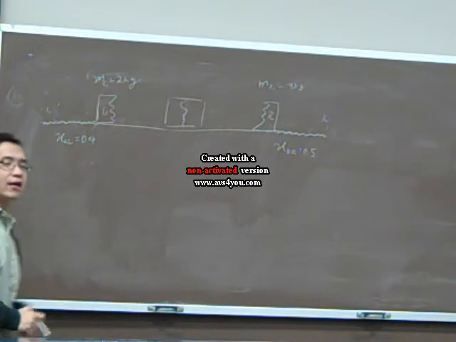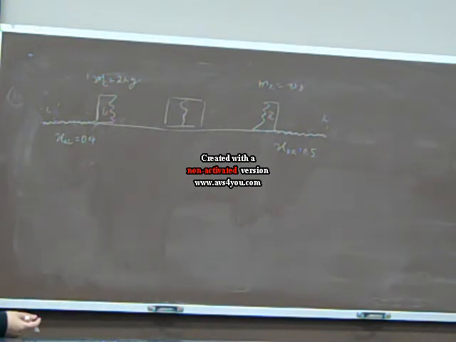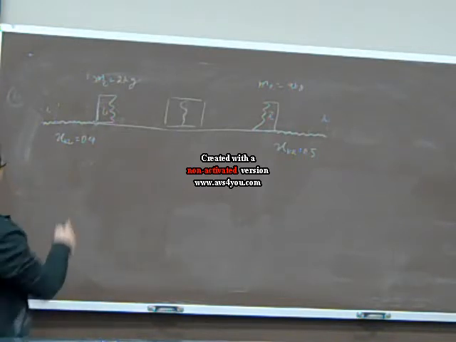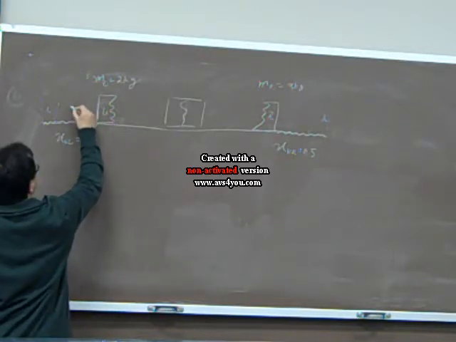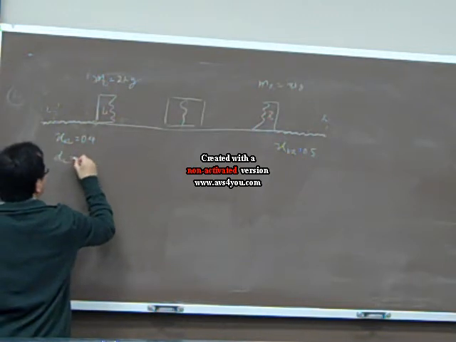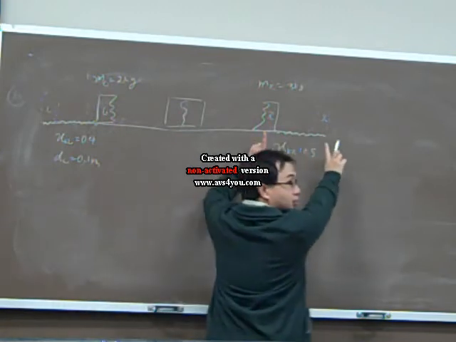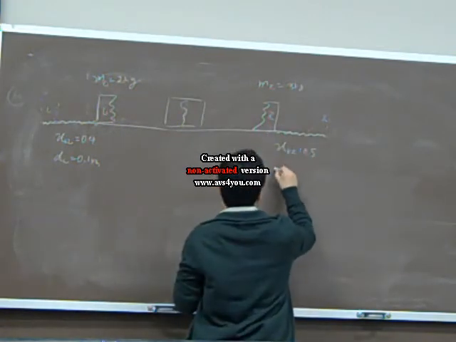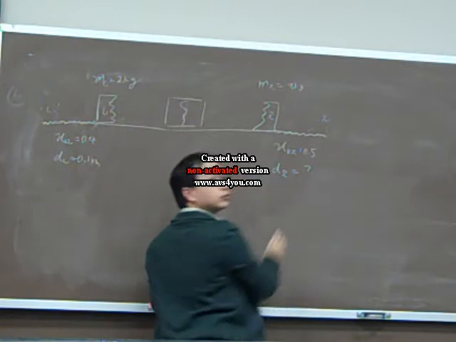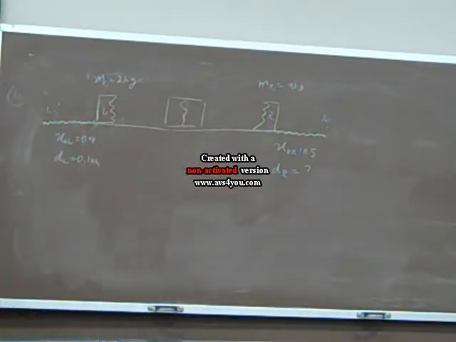And of course, they may have different stopping distances. For the left piece, the stopping distance, we call it dL, equals 0.1 meter, from here to here. And the stopping distance for the right piece, dR, is the quantity we want to find. So that's what happened here.